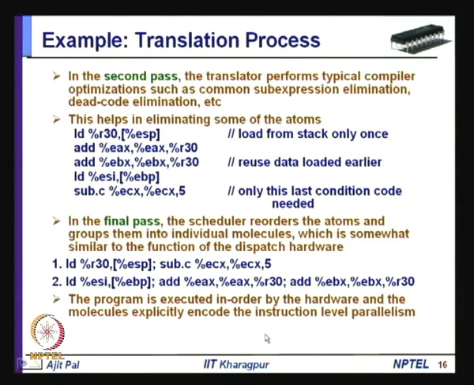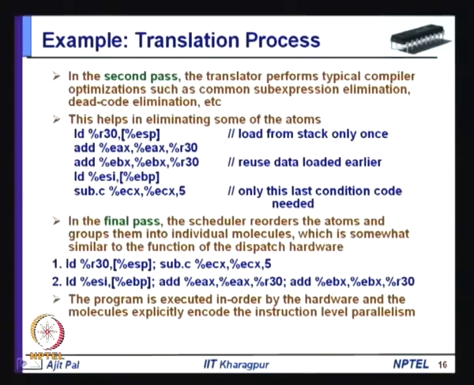So, this is how the program execution takes place in VLIW architecture. The program is executed in order by the hardware, and the molecules explicitly encode the instruction level parallelism. That means both superscalar architecture and VLIW architecture are exploiting instruction level parallelism, but in two different ways. One is doing it by using hardware, another is doing it by using software.